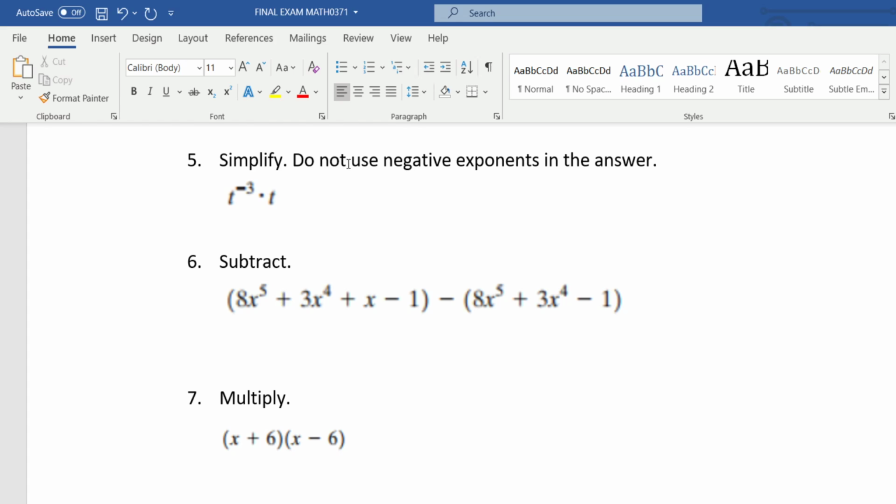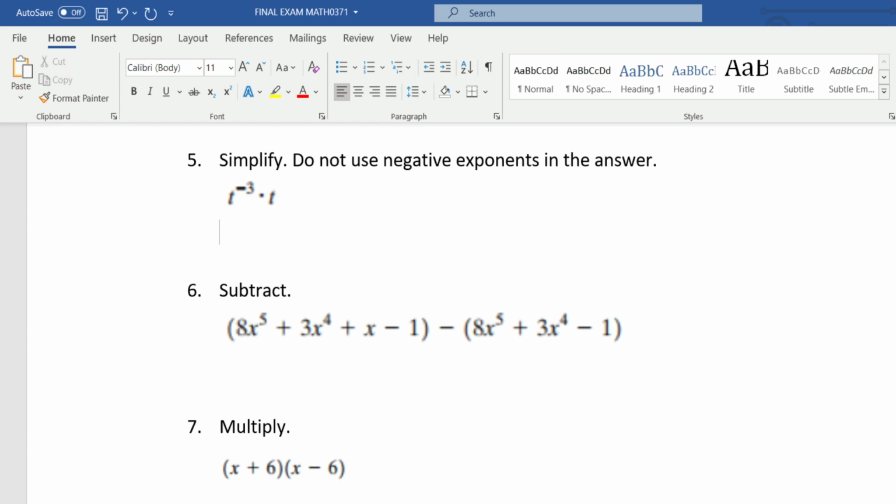This one says to simplify, do not use negative exponents in the answer. So remember on negative exponents, if you have a negative exponent, to get rid of it, you just move it to the bottom or the top of the fraction bar, and then you can get rid of the negative sign that way. In this case, this is t to the negative third times t. Okay, so remember, t to the minus 3 times t. Another way to visualize this is that the t right here is t to the first power, because if it doesn't have an exponent on it, you can just assume it's 1.